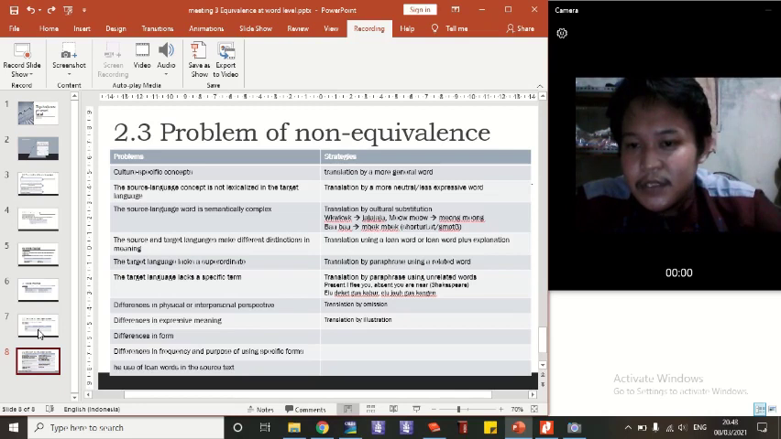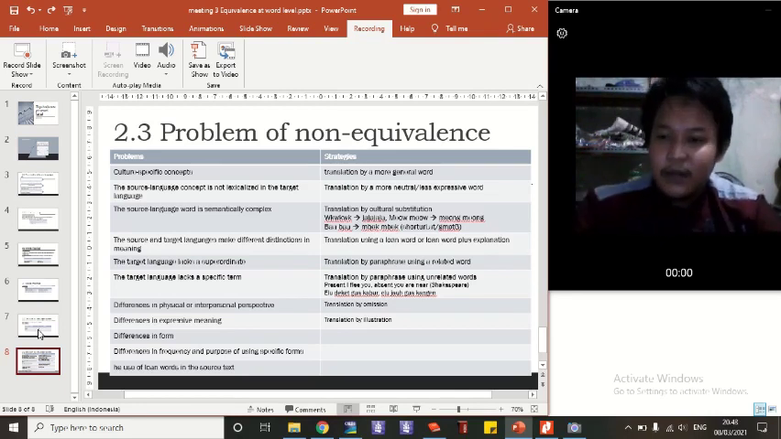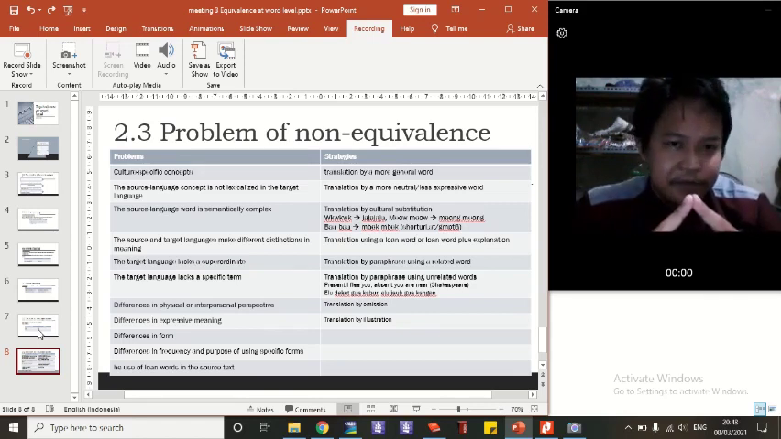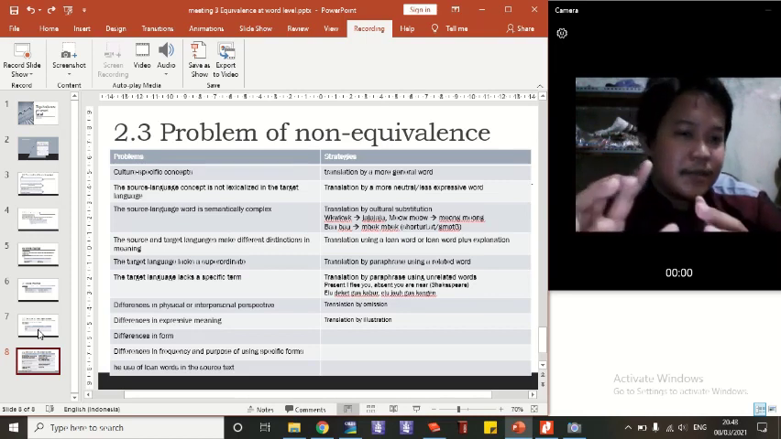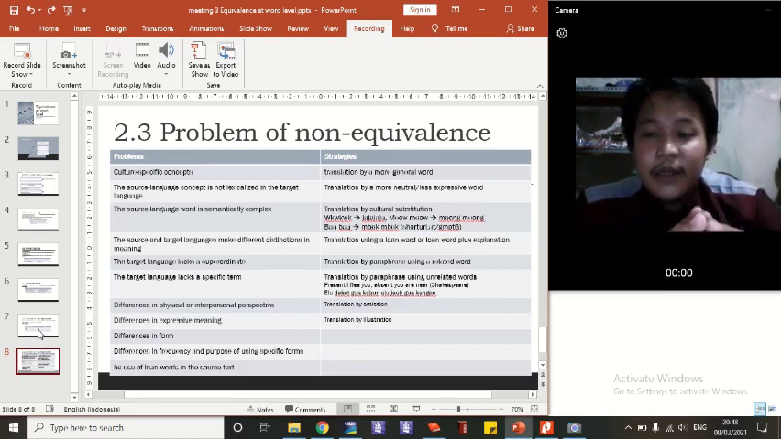The source and target languages make different distinctions in meaning. This one is, although it looks the same, but in fact it is different. For example, the common error that is done, let's say the simplest one is the part of speech. Although it may relate to the grammatical equivalence, it can deal also with the level.